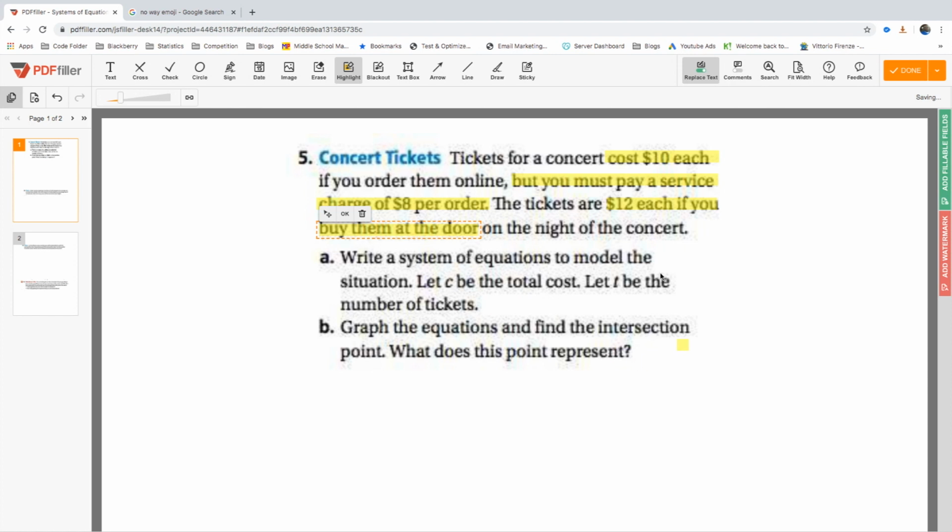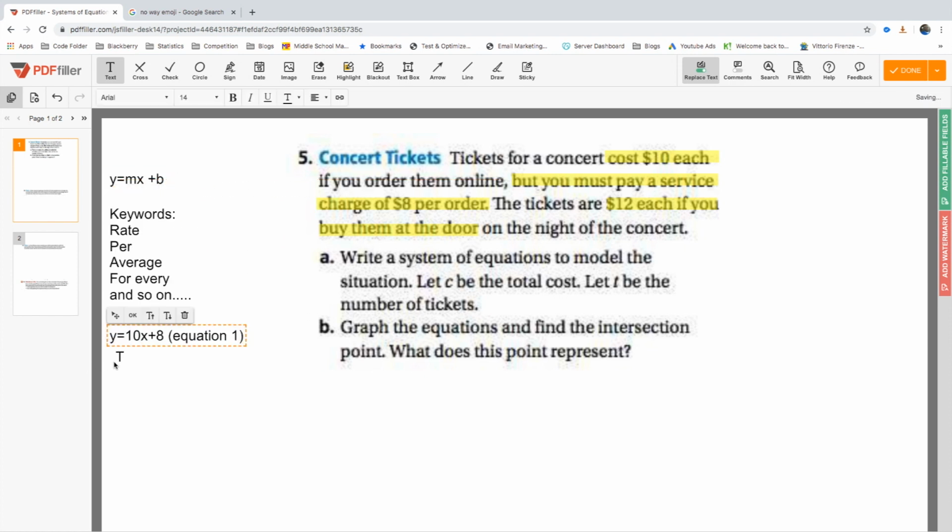All right, we're not going to focus on B. We're going to focus on part A, and I'm going to come back and do B. First, I'm going to highlight some key terms. I know that we're creating a slope-intercept equation for each sentence. So the first equation is going to be y equals 10x plus 8.